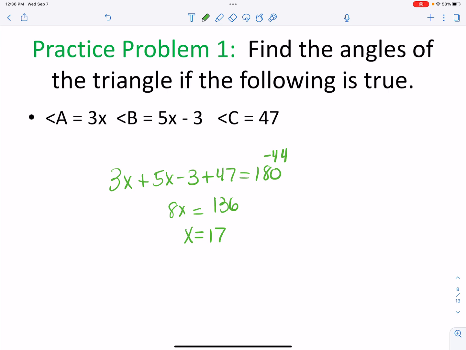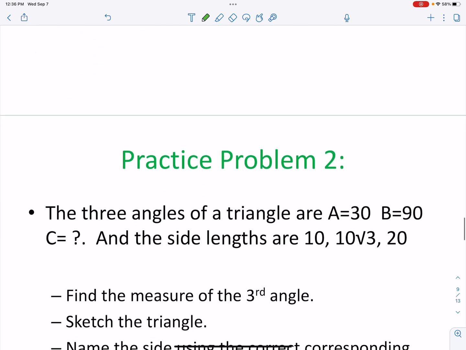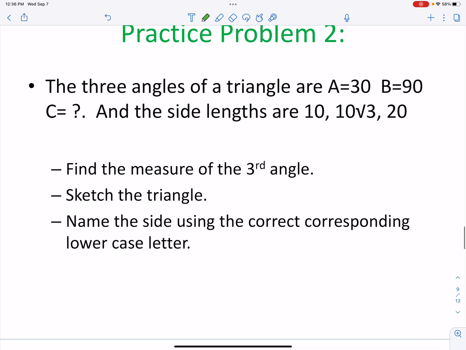So times 17 by 3, and that means angle A would be 51 degrees. And then 17 times 5 minus 3 would be angle B would be 82 degrees. And then I know angle C is 47. So if you ever get to one of these and you're just not sure whether you did it right, you can take your answers, 51 plus 82 plus 47, and it should add up to 180. Okay? All right, I would like you to try this one.